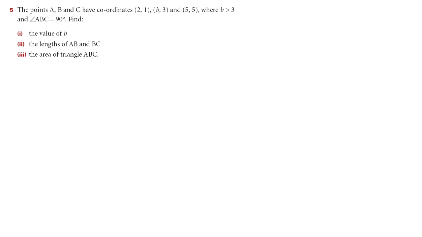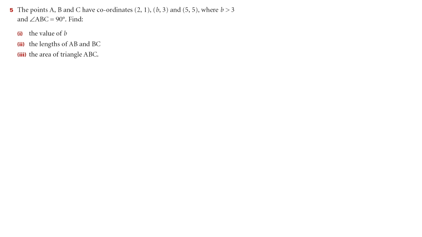So the points A, B, and C were given, except for in B, we're missing an X value. And we're told the angle ABC is 90 degrees, and we need to, for part 1, find the value of b. When we have an angle of 90 degrees, we know something about the two lines: they have to be perpendicular to each other. And when we're talking about lines, we know something about the gradients of perpendicular lines.